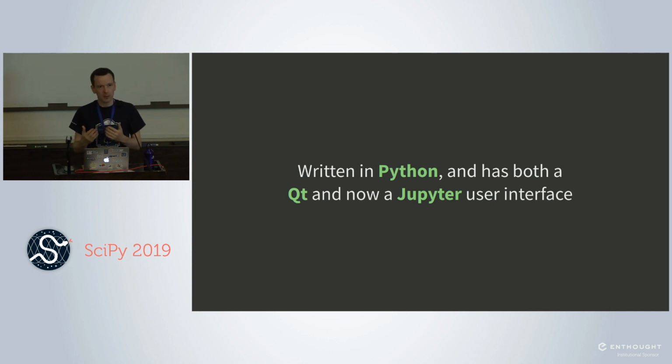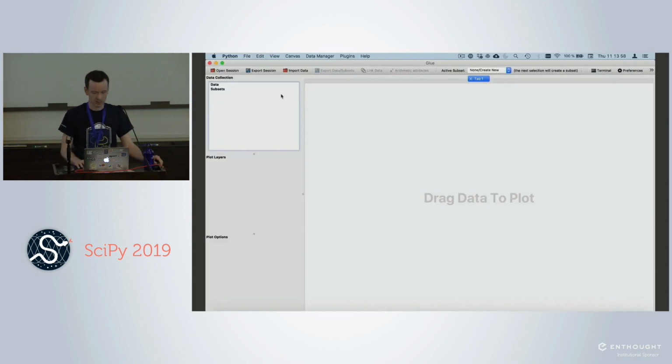Glue is a Python package. It's also a library. It's an application. So there are different aspects of Glue. It has a Qt interface, which we first started developing in 2011, so it's reasonably mature now. And since last year, we've been starting work on a Jupyter interface to Glue, which I'll also talk about in this talk. So I'm just going to show an example of a Glue session, just so you have an idea of what it does, what it looks like.